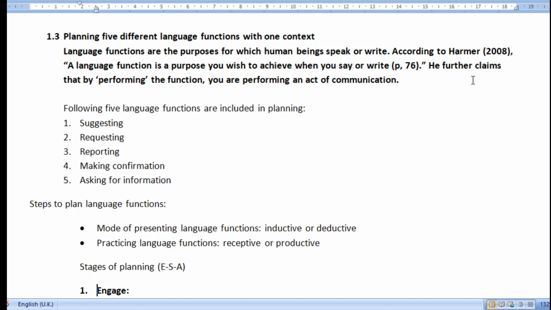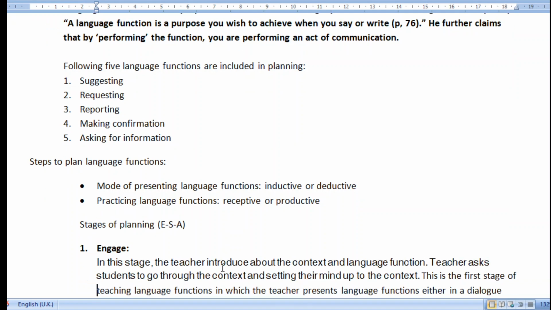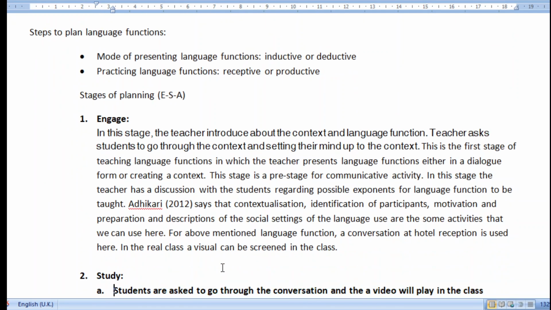Now we are going to give the plan steps to plan language functions. Mode of presenting language function: how we can present our language function, inductive or deductive. A teacher has to choose which mode. Practicing language functions: students are going to practice either receptively or productively. That means either they are going to listen or they are going to write something. Now the stages of planning, that is the ESA model: engage, study and activate, based on Jeremy Harmer's book How to Teach English.